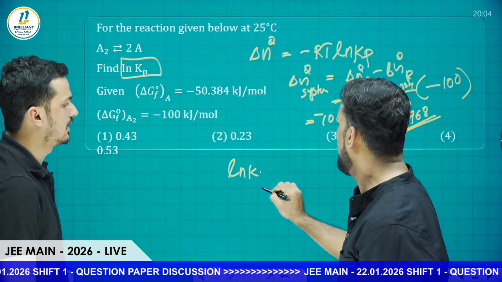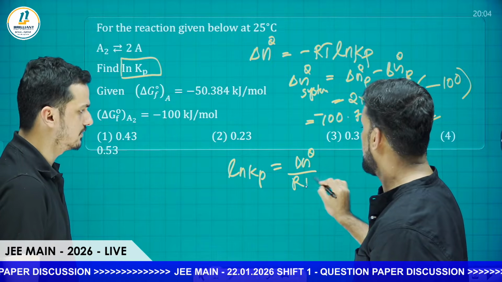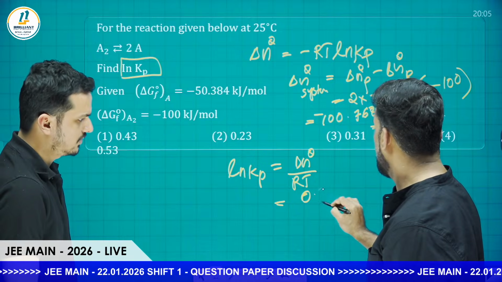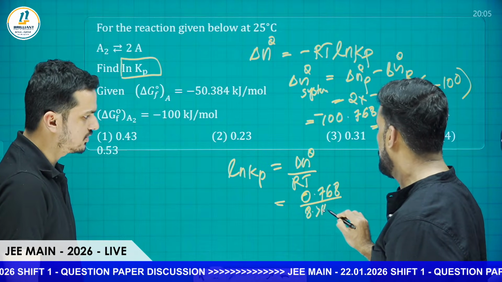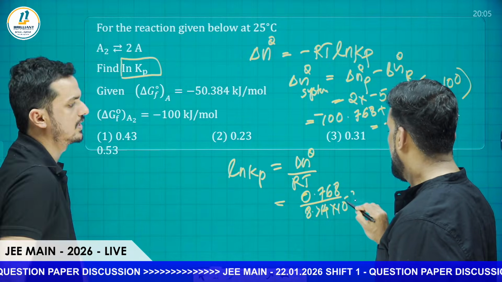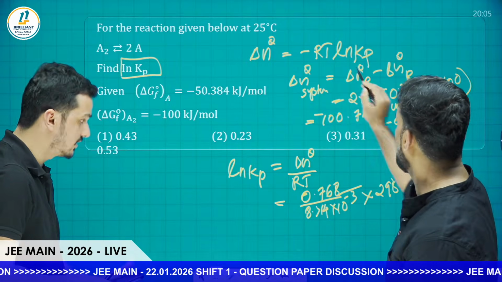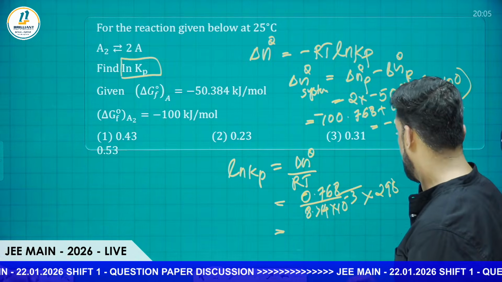Now ln KP is equal to delta G naught divided by RT, we can write. Okay, the minus will get cancelled. So it's equal to 0.768 divided by 8.314 joule. This one is in kilojoule, raised to minus 3, into 298. Once you are solving, delta G naught is kilojoule, so you can cancel this one.